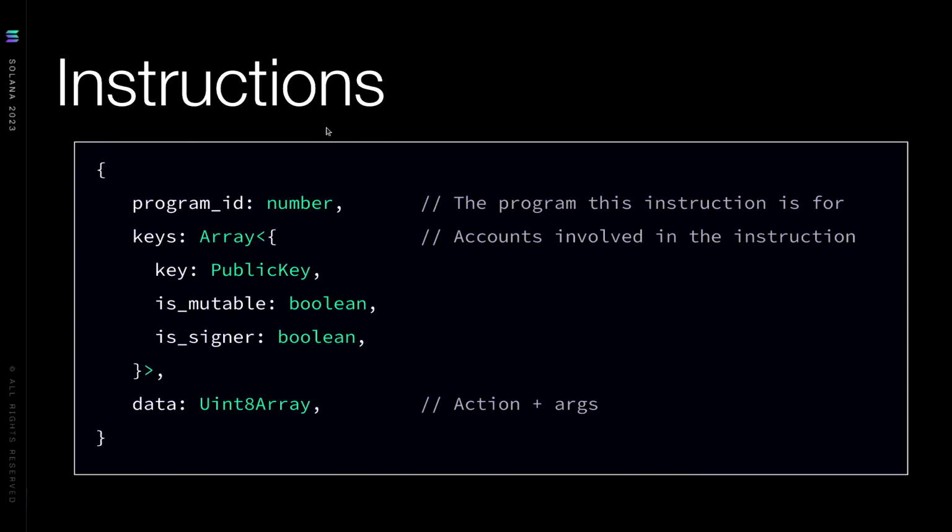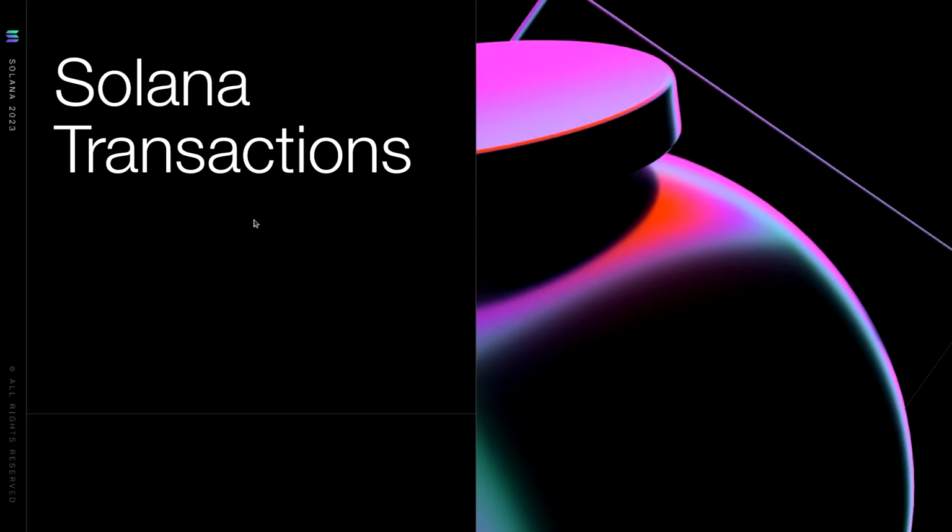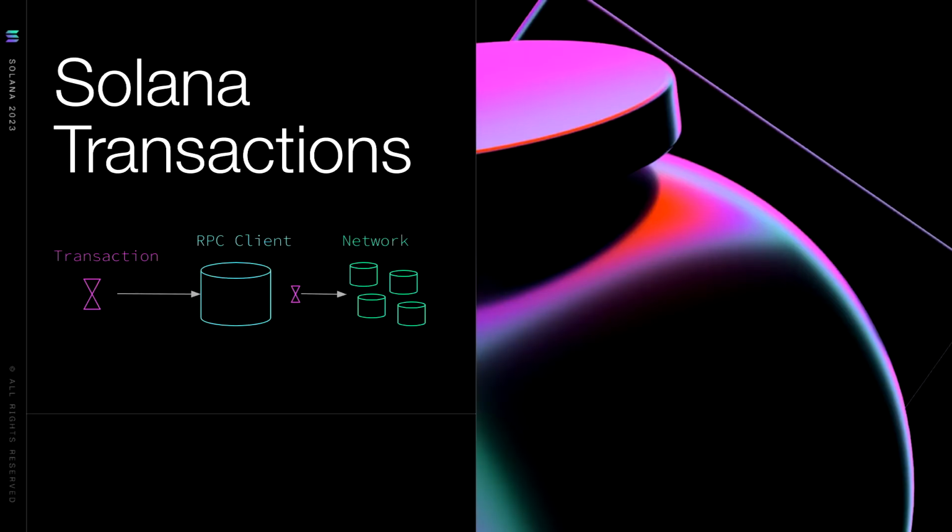That's that program ID. And then you take all of these instructions, and you can have multiple instructions, and you bundle those together inside of a transaction. And a transaction is the thing that you're actually sending to the RPCs or to the validators on the Solana network, which then get processed through that leader process and the Turbine block propagation throughout the entire network.